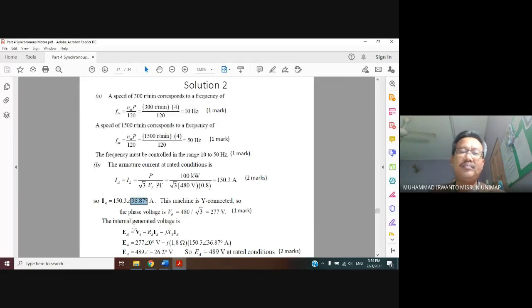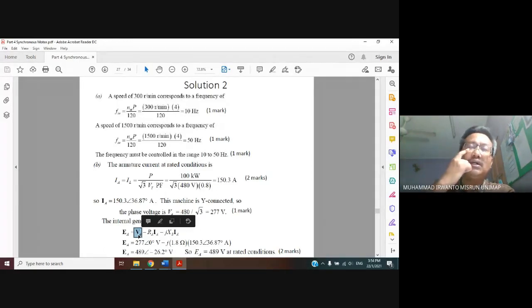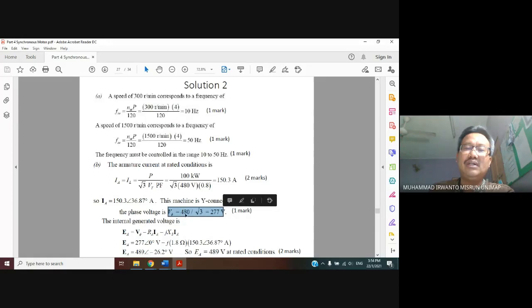Now remember the phase voltage. For the Y connection, phase voltage is equal to line voltage over square root of 3, or terminal voltage over square root of 3. So to find the phase voltage, the line voltage or terminal voltage is 400 volts, divided by square root of 3 is 277 volts. And remember, I repeat again, the phase voltage is the reference, meaning the angle is 0.